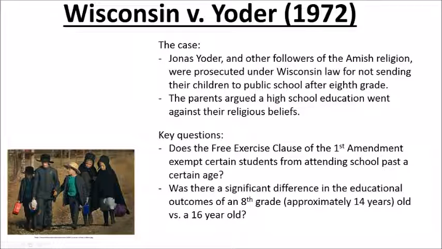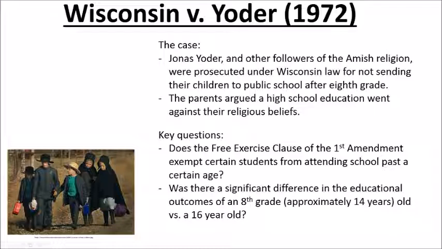So the key question: does the free exercise clause of the First Amendment exempt certain students from attending school past a certain age? So this was a First Amendment free exercise clause case. The Amish were arguing that the law that they had to send their kids to public school until 16 was interfering with their ability to worship their religion the way they saw best fit.